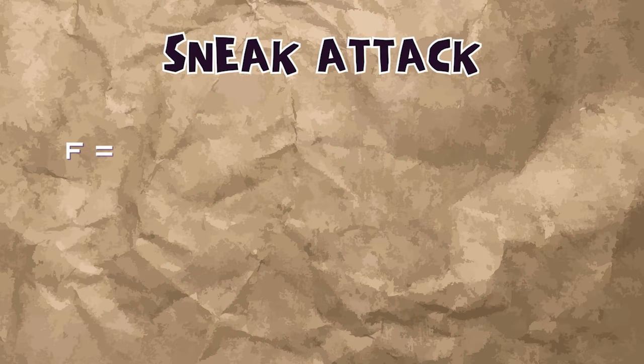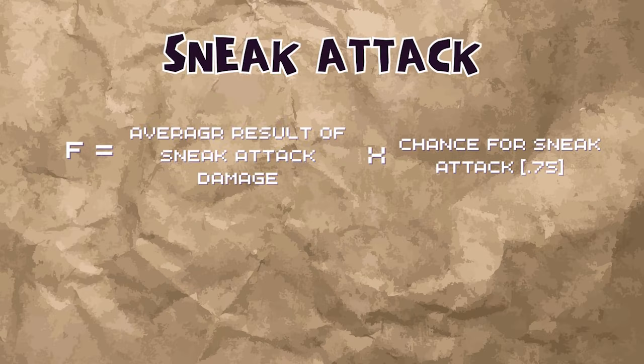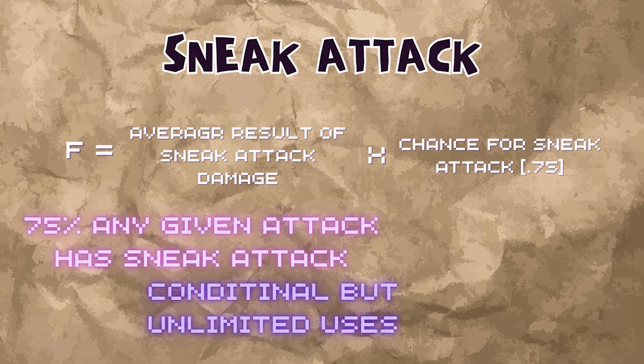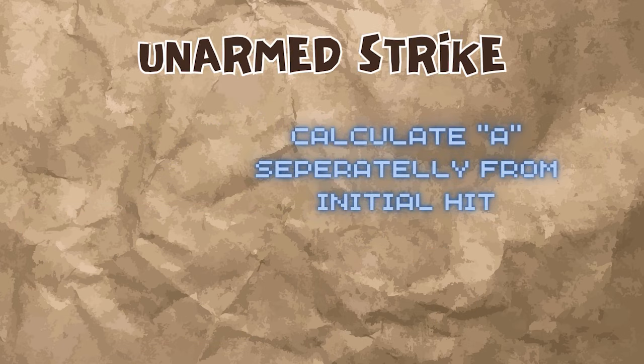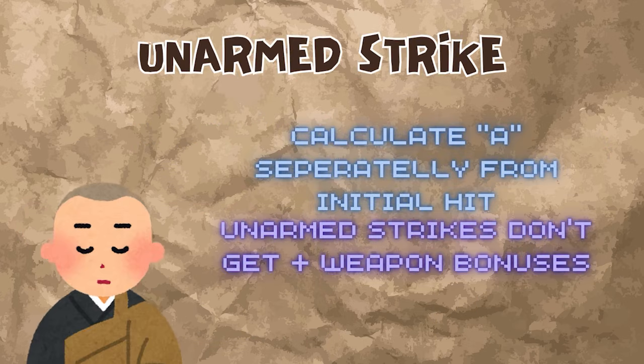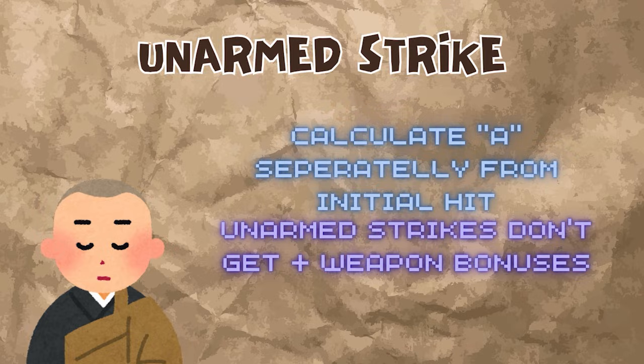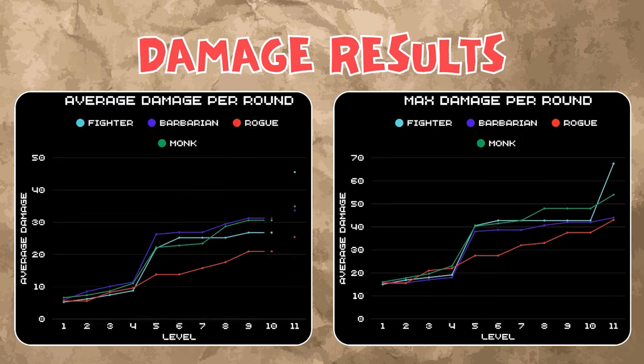The rogue sneak attack was a little bit interesting because it is a conditional feature, but an unlimited one. Sneak attack isn't very hard to pull off, so I assumed that any given attack would have a 75% chance of having the sneak attack damage on top of it. And for the monk's unarmed strike, I had to separate it out from the initial weapon attack that the monk gets. Without further ado, here are the results I got from calculating and comparing these different martial classes to one another.